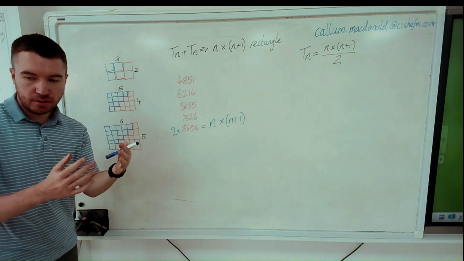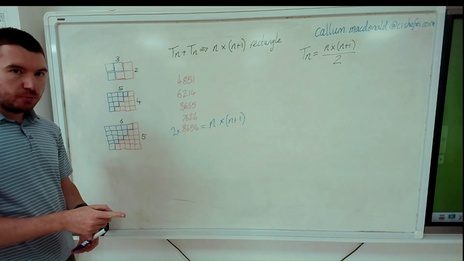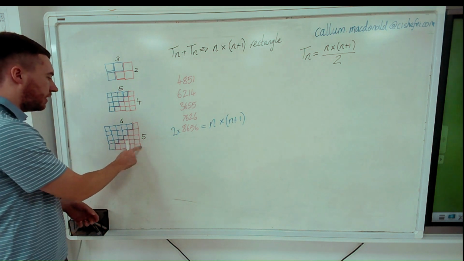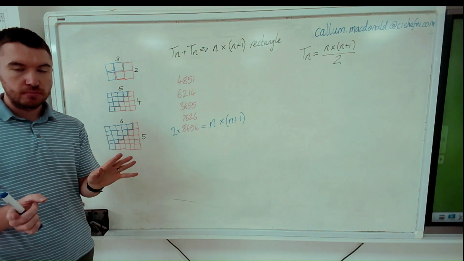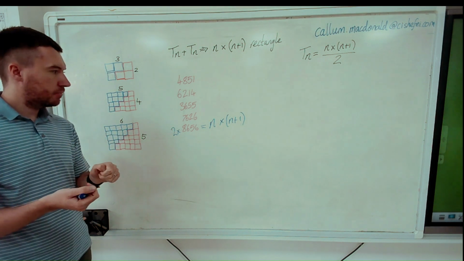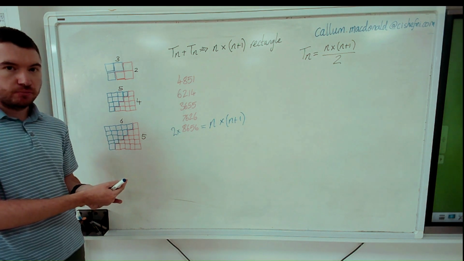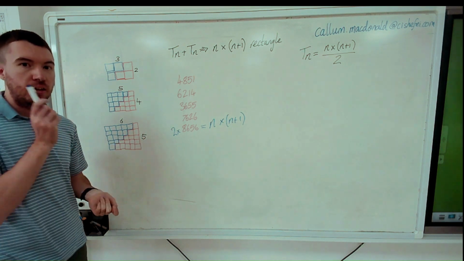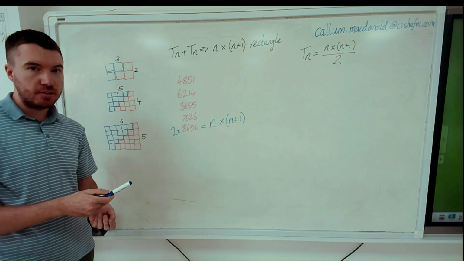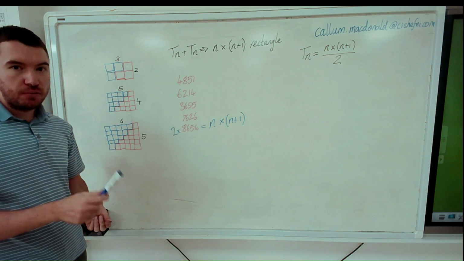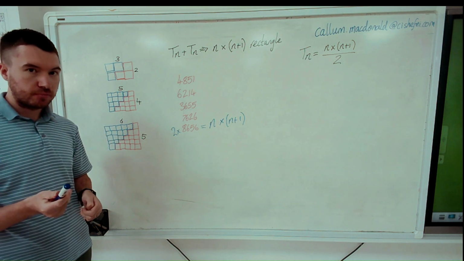Similarly, let's just do another quick check. For the triangle 5, which goes down 5 and across 5, it has 15 squares. 2 times 15 gives 30, which gives our rectangle. The square root of 30 is 5 point something. It's between 5 and 6. How do I know? Because square root of 25 is 5, square root of 36 is 6, so square root of 30 is between 5 and 6.